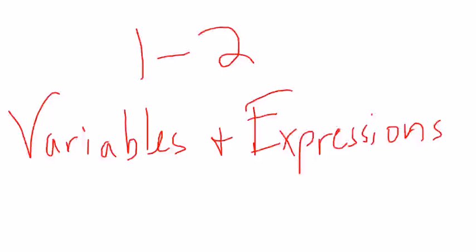Lesson 1-2, Variables and Expressions. From Lesson 1-1, we know that an expression is a combination of numbers and operations. An algebraic expression is a mathematical expression that consists of at least one variable.